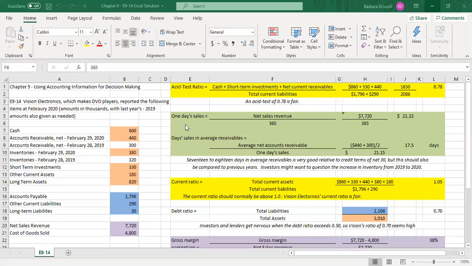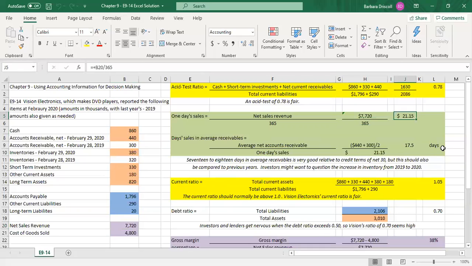The second ratio we'll look at is the days' sales in average receivables. First, we have to calculate what one day's sales is. We take our net sales revenue and divide it by 365 because there are 365 days in the year. Our net sales revenue is our total sales less our returns, discounts, and allowances. In this example, we take our net sales revenue of $7,720 divided by 365, which gives us $21.15 per day.